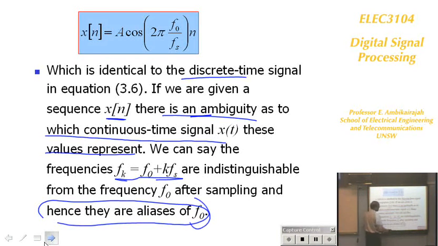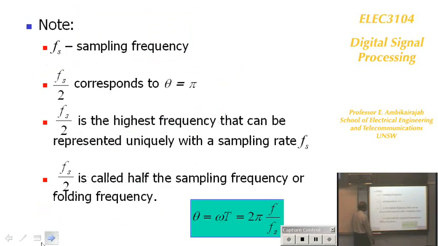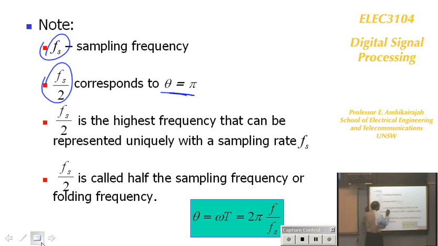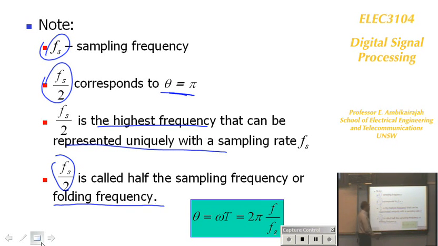It's an F0 alias. Earlier we talked about the sampling frequency problem. Now we are talking about another one, where a multiple of the sampling frequency somewhere else can be seen as though it was present in the fundamental region. So we have a problem. If Fs is the sampling frequency, Fs over 2 corresponds to pi. Fs over 2 is the highest frequency that can be represented uniquely within the sampling. Fs over 2 is called the folding frequency, or half the sampling frequency. That's the name as well.